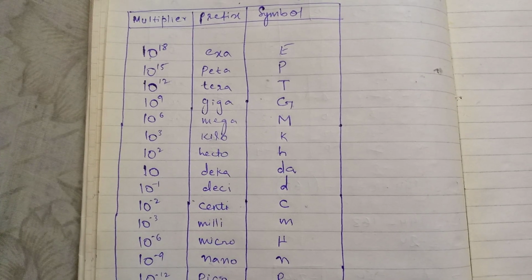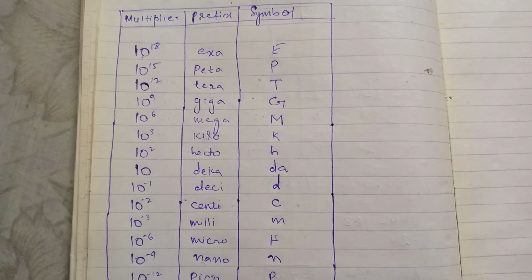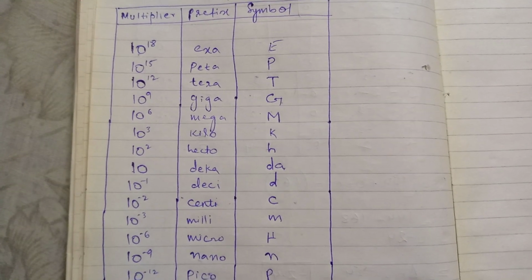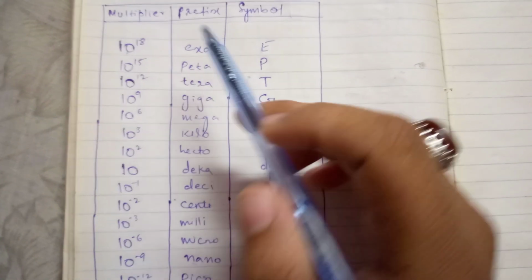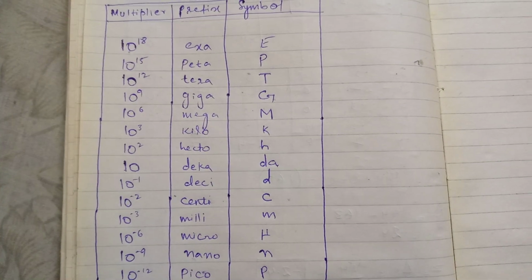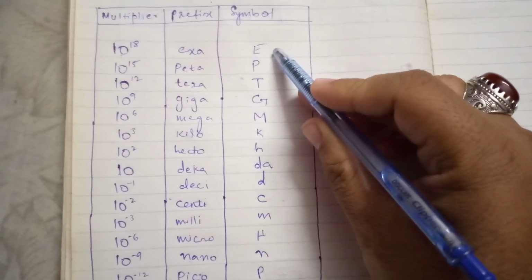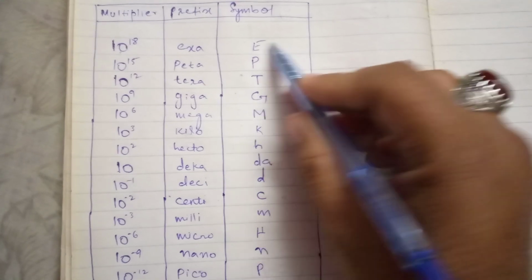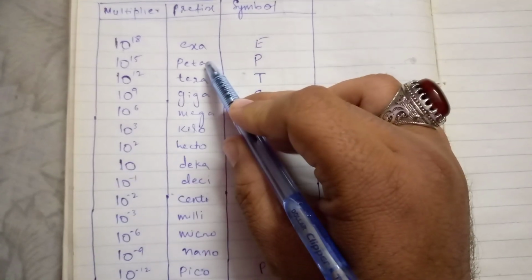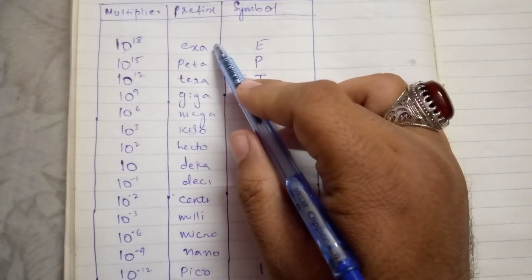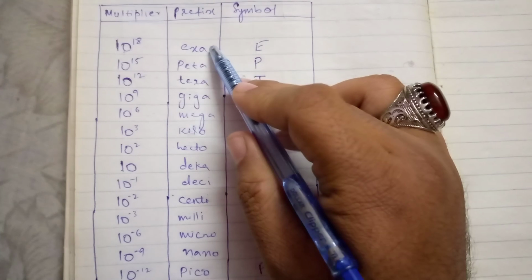Now look at the second column. The second column is of prefix. What is the prefix of 10 raised to the power 18? The prefix is exa. And the symbol for exa is capital E. You can write exa or you can write capital E before the unit. What is the definition of prefix? Prefix is a word which is used before the unit.